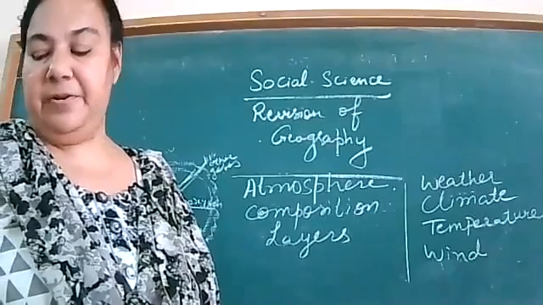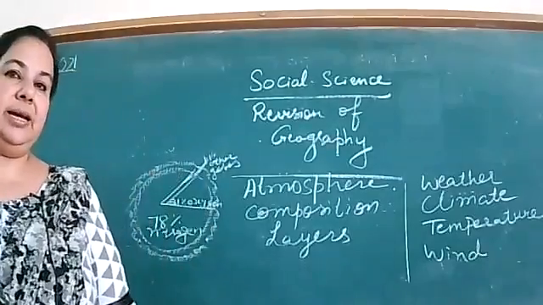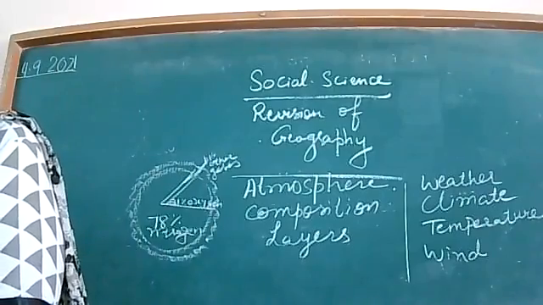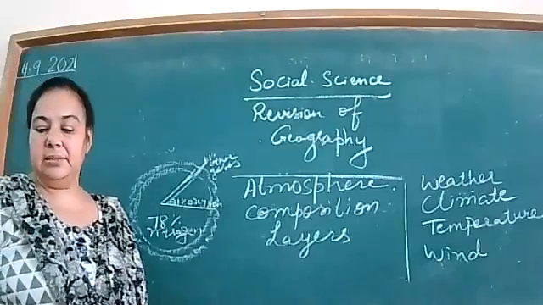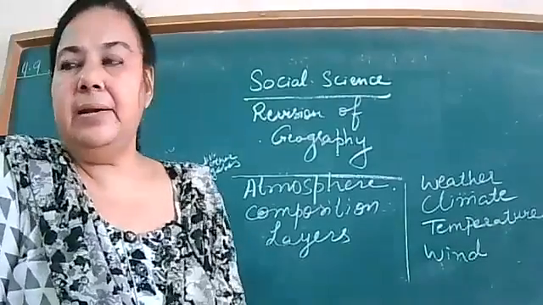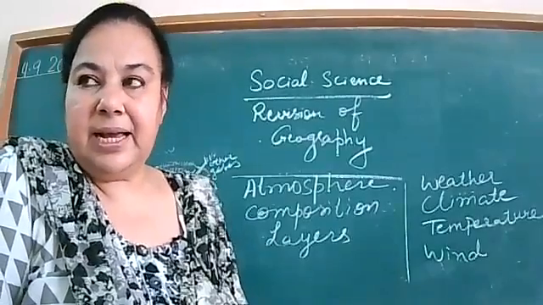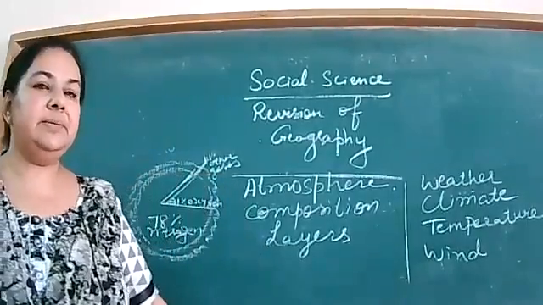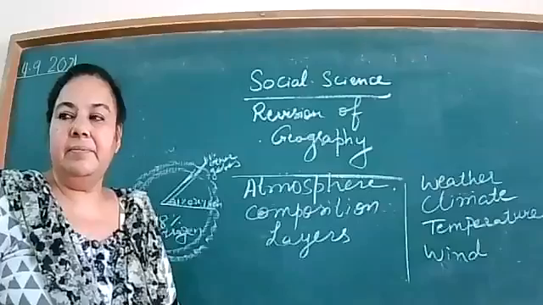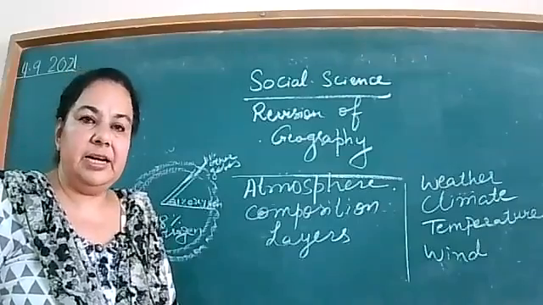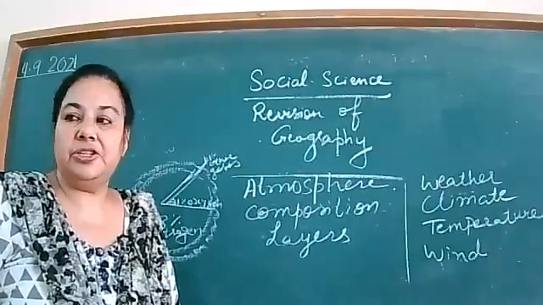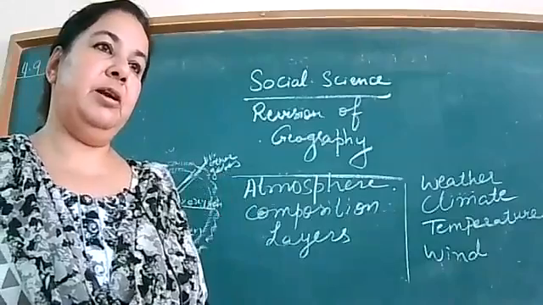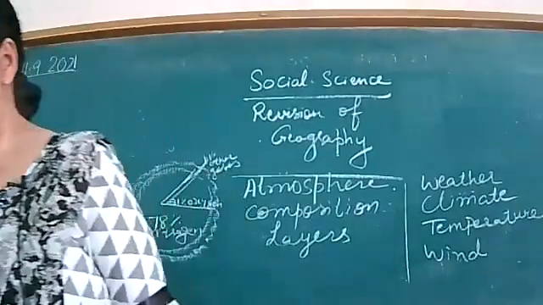There are three types of rainfall. First is cyclonic, second is orographic or relief, which is the same thing, and third is convectional rainfall. Listen again: cyclonic, orographic or relief, and convectional rainfall. So learn these three types of rainfall and also practice the diagrams.